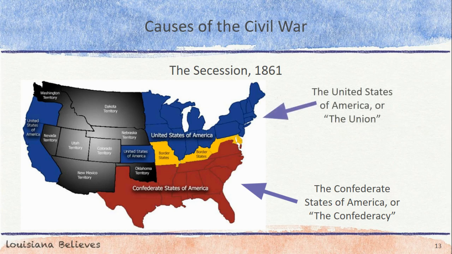The government of the United States of America, called the Union, did not recognize this new nation and wanted all states to make up one country. The yellow states were called border states. They were slave states, but they didn't leave the United States. In April 1861, war officially began when the Confederate Congress declared war against the United States.